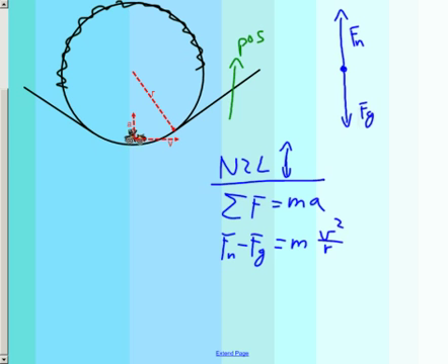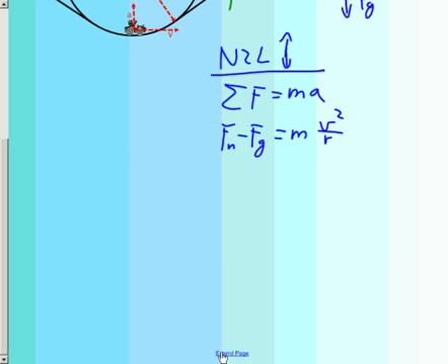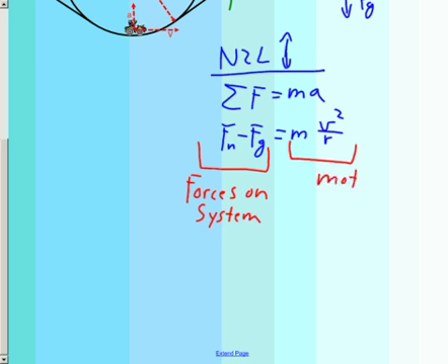Okay? I want to give you a little hint here that might help when you're doing Newton's second law. Left side of the equation, forces on the system. Right side of the equation, motion of the system. The right side is always how it's moving. At that instant, it's in a circle, so we put a as v squared over r. And the left side is the forces that are acting on the system, the system being the car in this case.